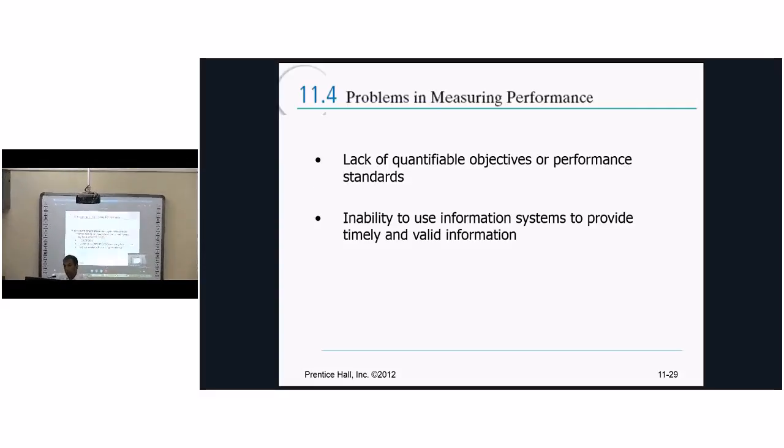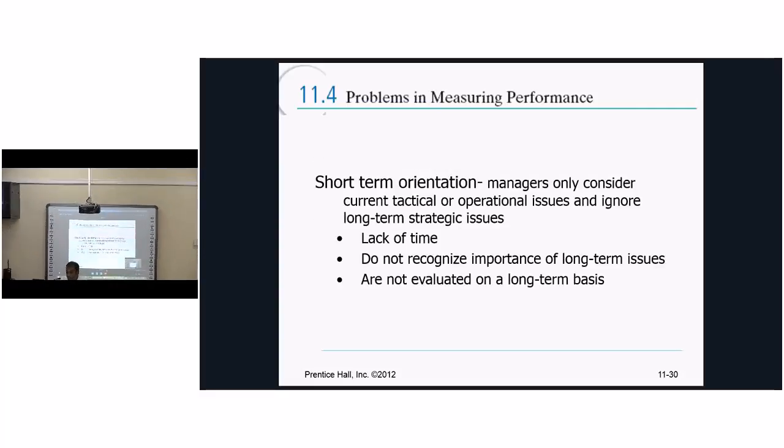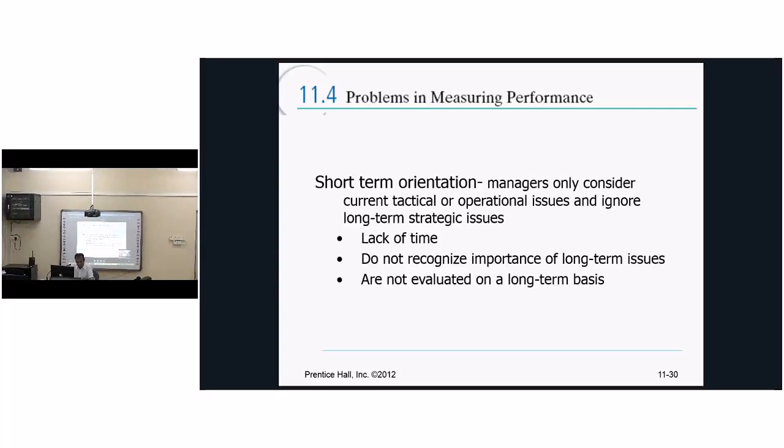Another major problem in performance measurement is that it's more short-term oriented. Managers only consider current tactical or operational issues and ignore the long-term issues, simply because managers are overloaded with tactical and operational issues, so they don't have time to think about long-term and strategic issues. Simply a lack of time. They have 8-9 hours of work and so many meetings, so many priorities to attend, so they will not have time to think about the long term. That is one of the main problems in organizations.